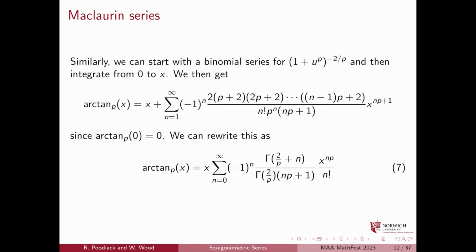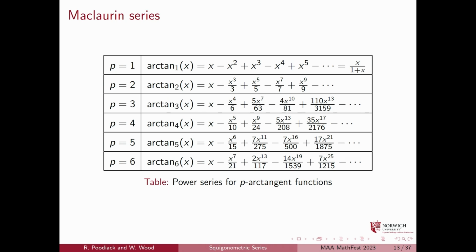And similarly, we can start with the binomial series for 1 plus u to the p over negative 2 minus p, what we were integrating to get the arctangent. To get something a little bit similar, we have p plus 2's instead of p minus 1's up there, okay? Kind of going up to n minus 1 times p plus 2. Same denominator, and similarly, we can also write that arctangent series in terms of gamma functions, okay? And this is what these look like.